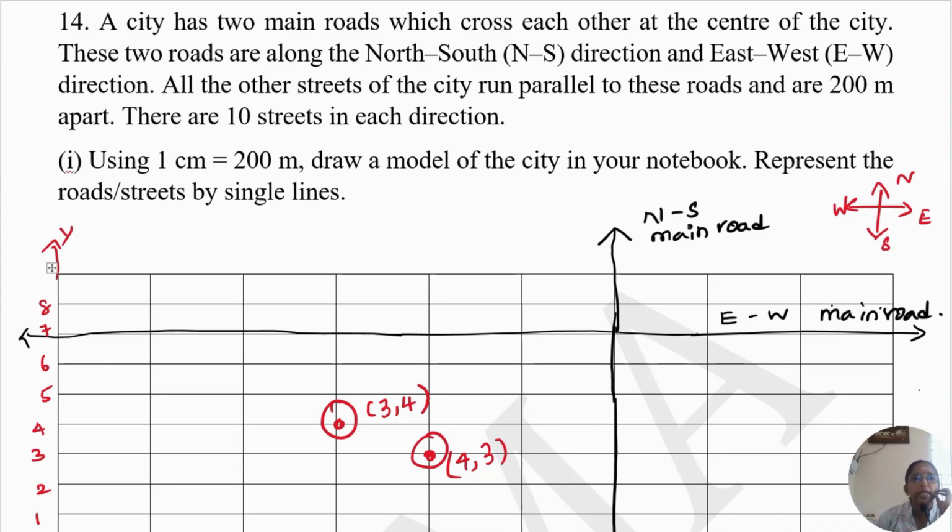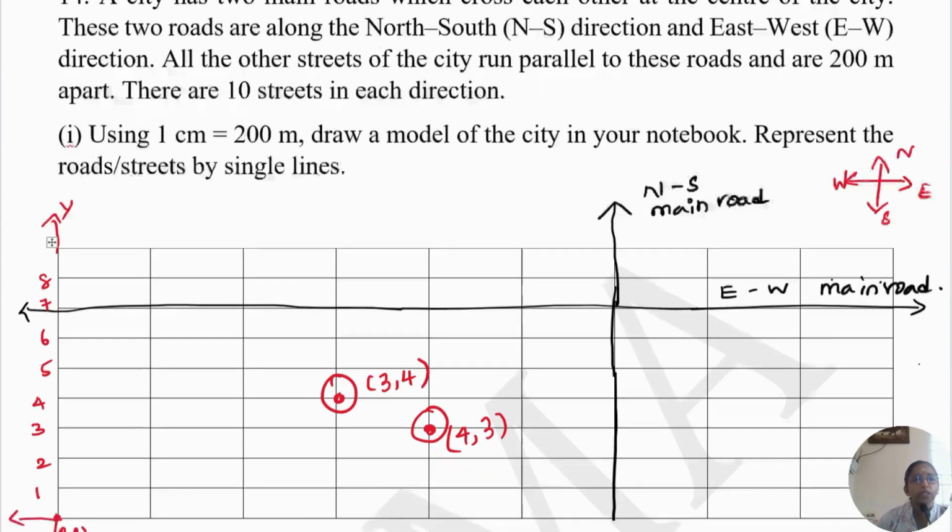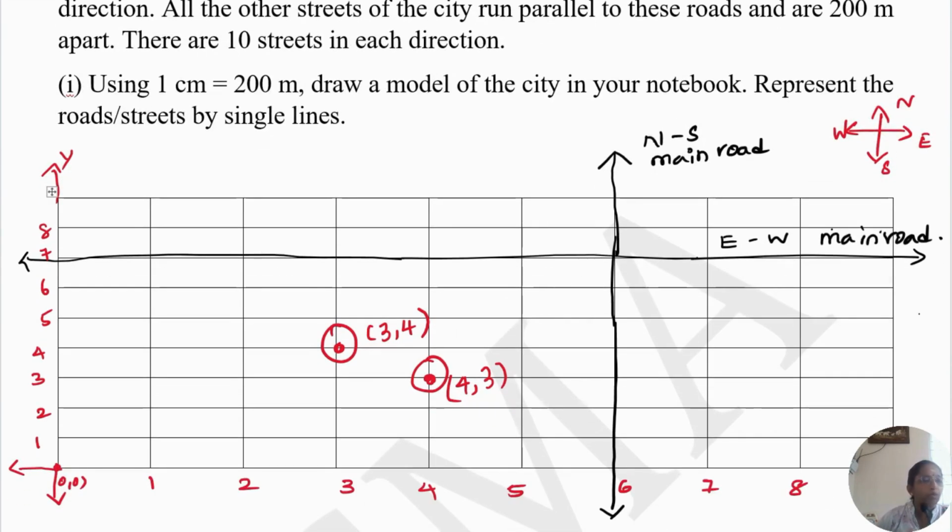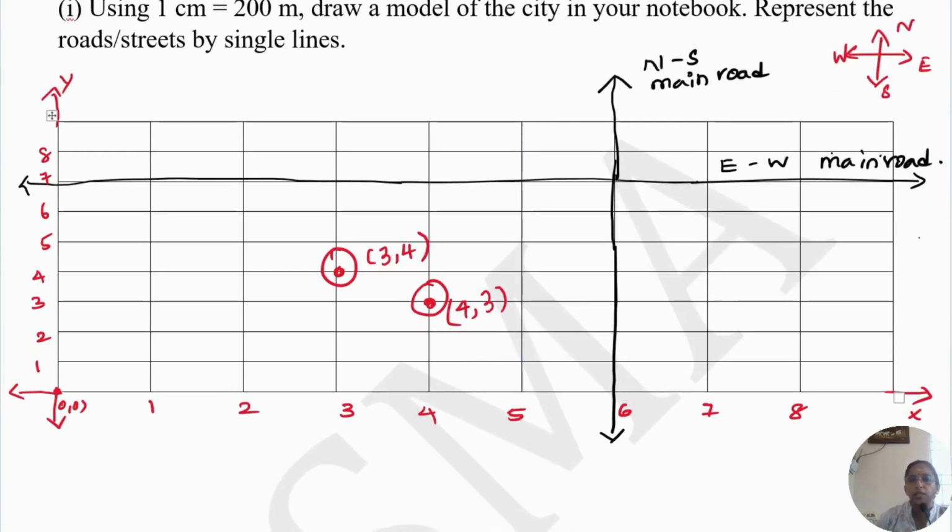Coming to the next question. A city has two main roads which cross each other at the center of the city. These two roads are along north-south direction and east-west direction. All other streets of the city run parallel to these roads and are 200 meter apart. There are 10 streets in each direction. So 1 centimeter is equal to 200 meter. Draw a model of your city. Represent the roads in the single side.